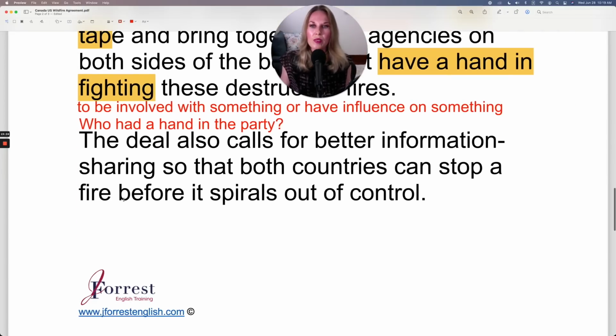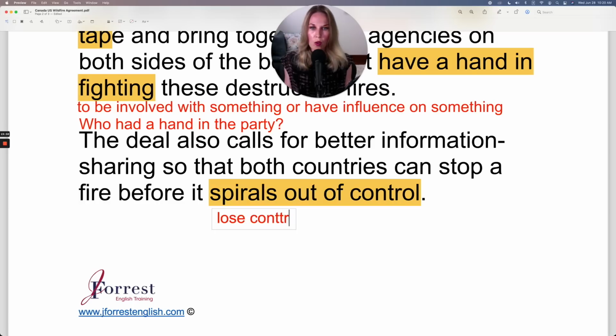Let's continue. The deal also calls for better information sharing so that both countries can stop a fire, quell a fire, before it spirals out of control. When something spirals out of control, it simply loses control quickly. And it implies that it's difficult to bring it back under control.